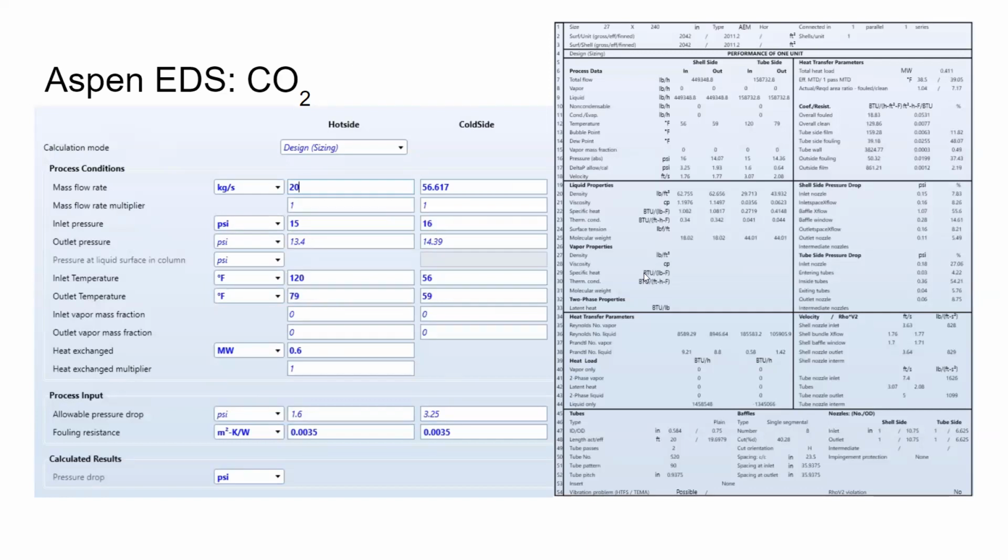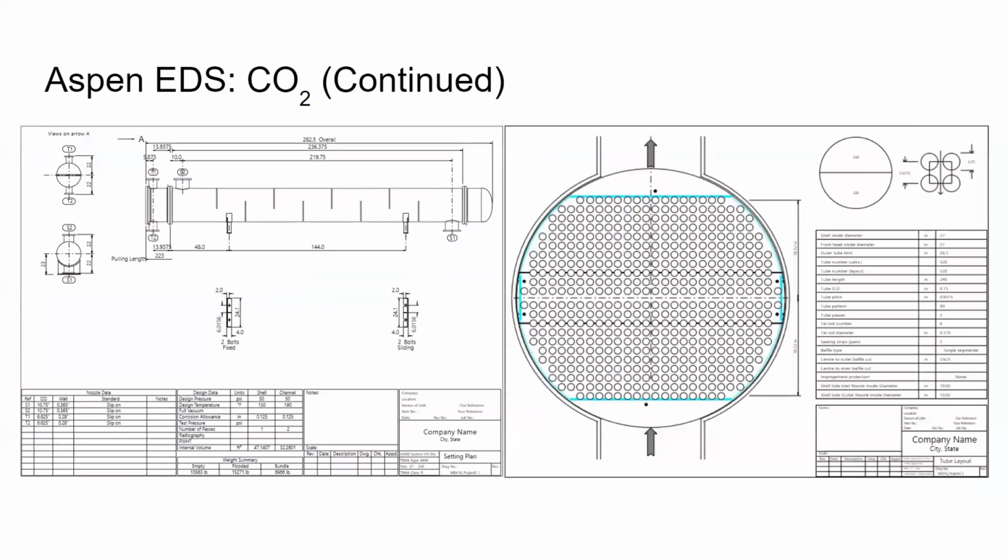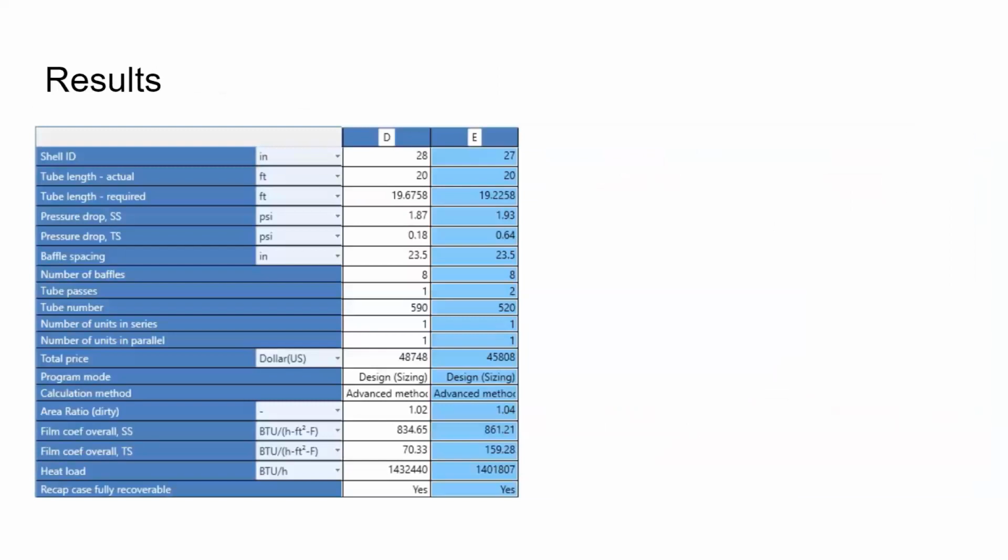For the CO2 gas design, the hot side mass flow rate increased to 20 kilograms per second to accommodate the change in CO2 gas heat load. Otherwise, the inputs remain the same. The overall length of the CO2 gas design reached 23.54 feet, which is slightly larger, yet still smaller than the 25-foot maximum length specification. Trial D references the H2O design, whereas Trial E references CO2.